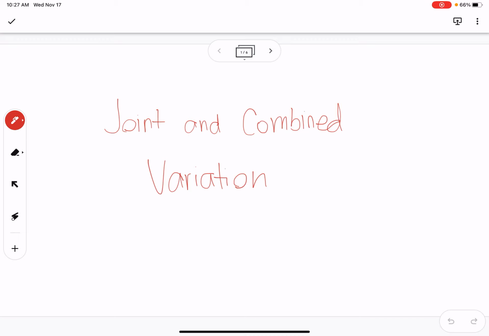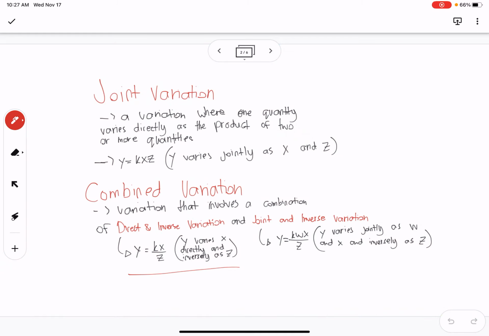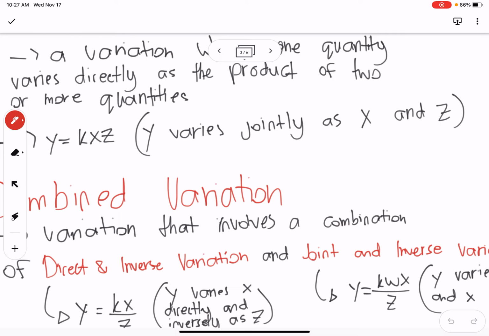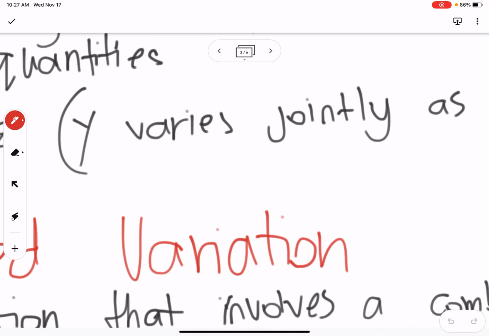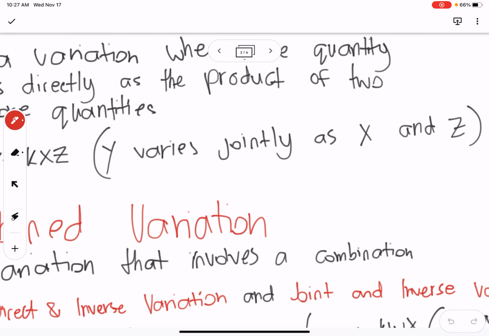Today we're going to be talking about more variations, but this time we have joint and combined variations. What is a joint variation? It is a variation where one quantity varies directly as the product of two or more quantities. As you can see here, we have y equals kxz, or we can read it as y varies jointly as x and z.